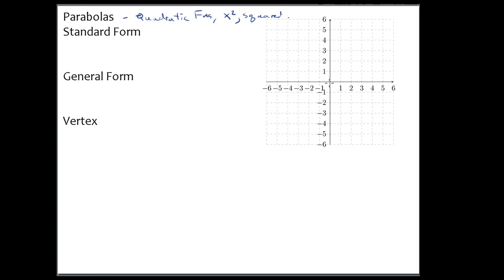The basic shape of a parabola would pass through 0, 0, go through 1, 1, go through 2, 4, and then 3, 9, which is off the scale. Go through negative 1, 1, go through negative 2, 4, and then negative 3, 9, which is again off the scale.